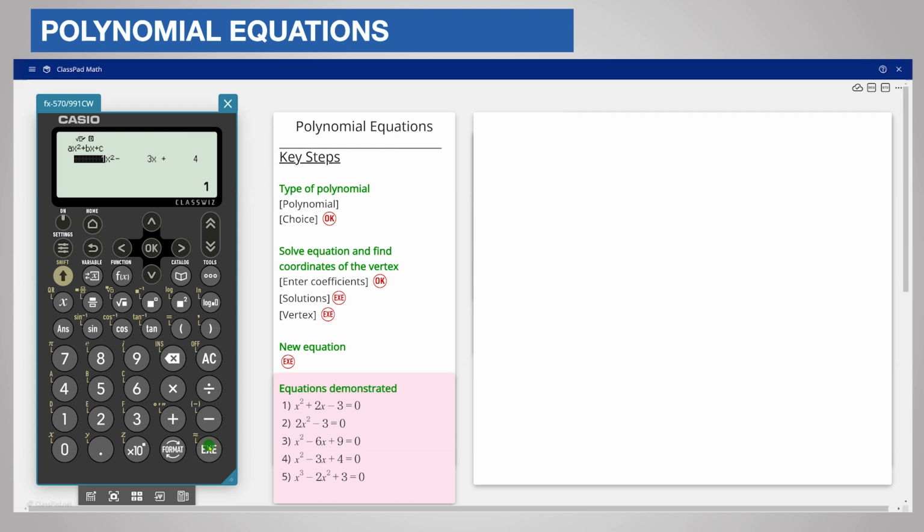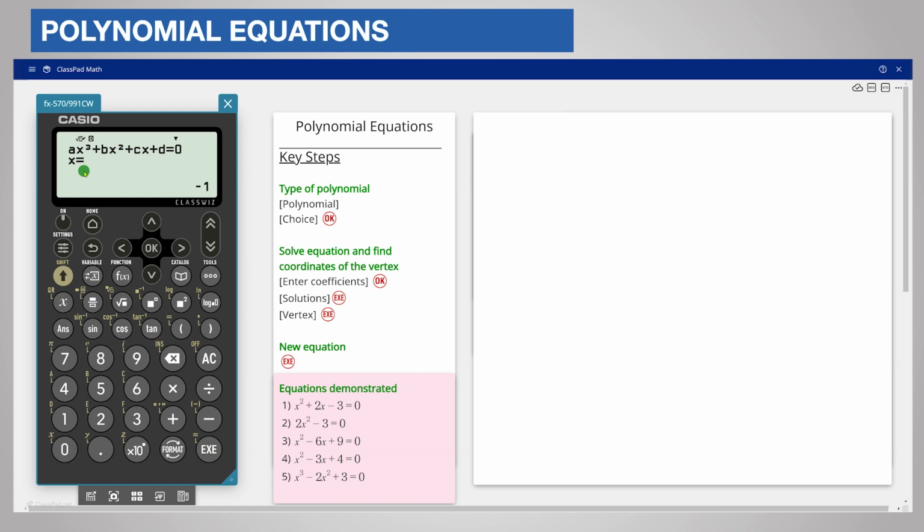We will now solve a cubic equation, equation 5. First, you need to choose the cubic form, so press Back, scroll down and choose the cubic. Now enter the coefficients 1, -2, 0 for the x term, and the constant 3. Now find the solutions as usual. There is only a single real solution, as the calculator displays x equals rather than x1 equals.